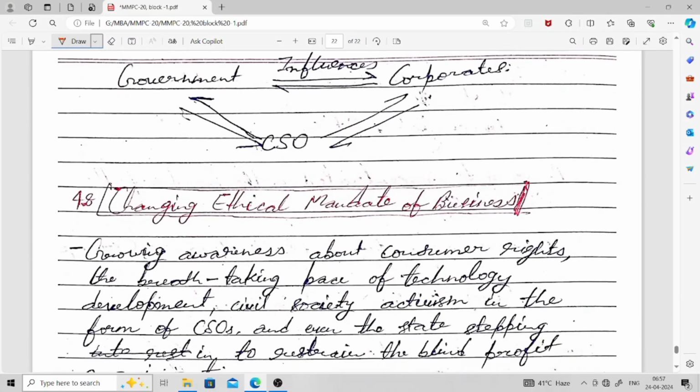Government influences corporates, corporates influence government, government influences civil society organizations, civil society organizations influence government, and civil society organizations also influence the corporates. It means government, corporates and civil society organizations are all interlinked with each other. They all influence or affect the decisions of each other.